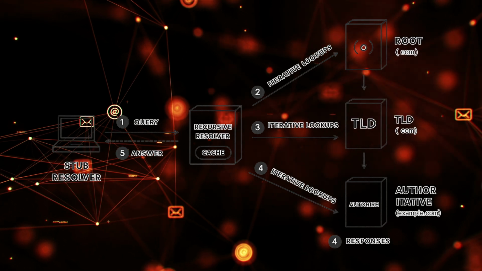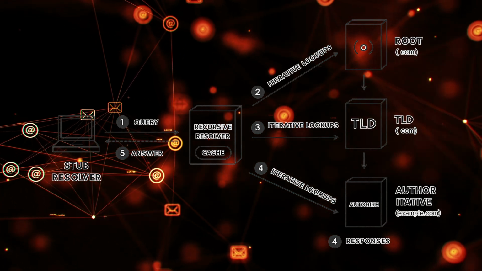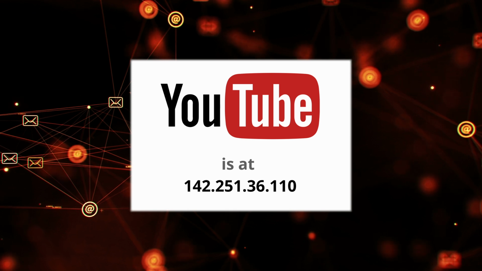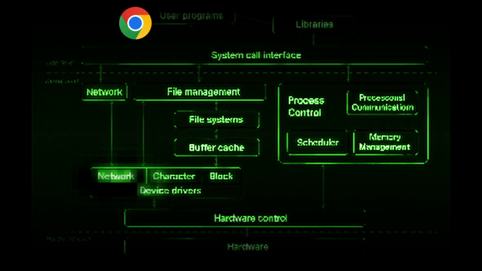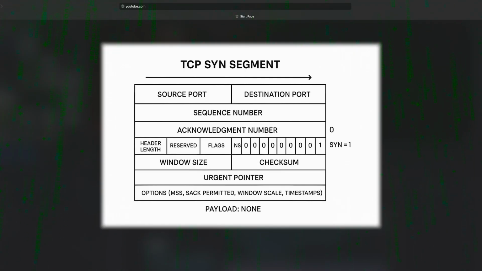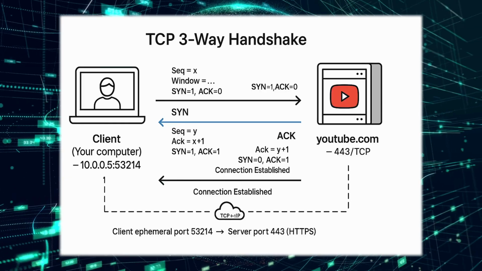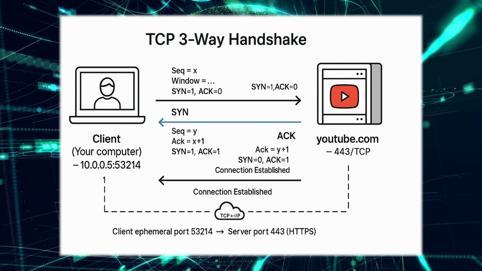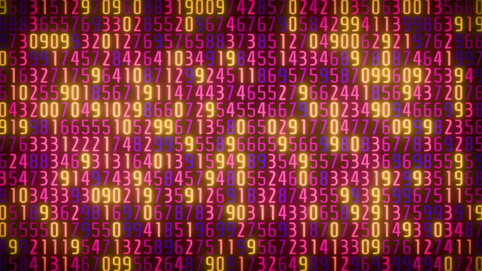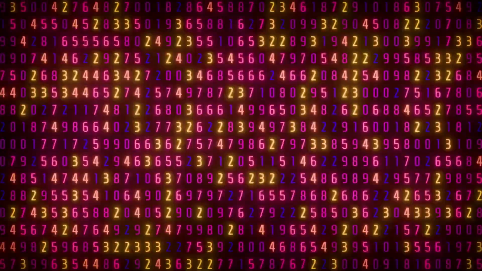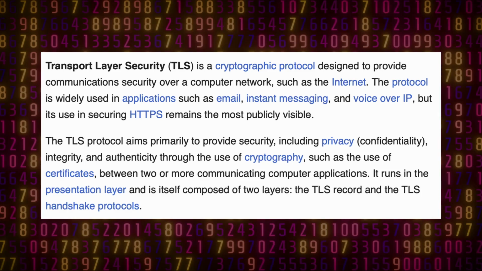The resolver may need to query root, TLD, and authoritative servers in turn, then returns YouTube's IP address in a UDP reply that follows the same chain home. Armed with that address, the browser builds a TCP SYN segment with sequence number, window size, and options, and sends it to port 443. The YouTube server replies with SYN-ACK, you send ACK, and in a few dozen milliseconds, you have a reliable channel. Immediately, a TLS handshake unfolds.